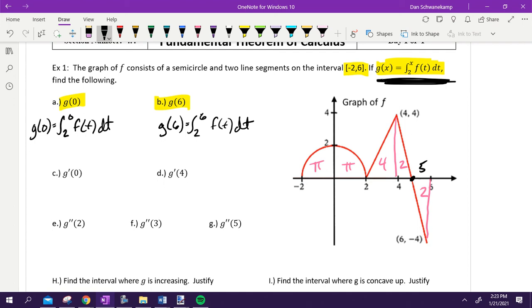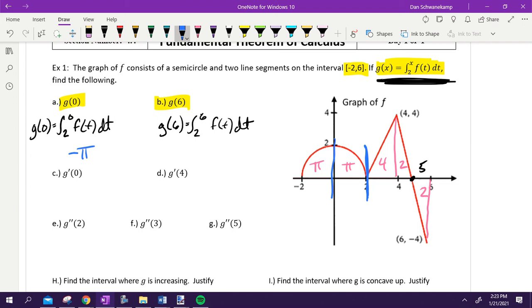Natalie, what did you find for g of 0? Negative pi, because she's starting here at 2. Remember, 2 is her starting spot, and then she worked backwards. So from 2 to 0 right here, it's pi, but since she went backwards, it's negative. Negative pi is my answer.